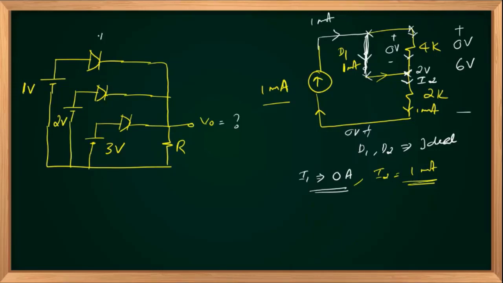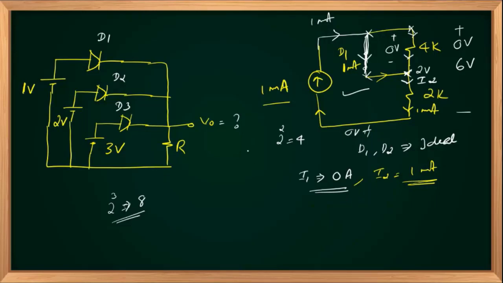You have 3 diodes. Let me mark them as D1, D2, D3. The circuit contains 3 diodes. Each diode will have 2 different possibilities, either on or off. So there are 2 raised to 3, 8 different states of the circuit. In our last problem, there were 2 diodes. In this case, 2 power 2, 4 combinations were there, 4 different states of the circuit.